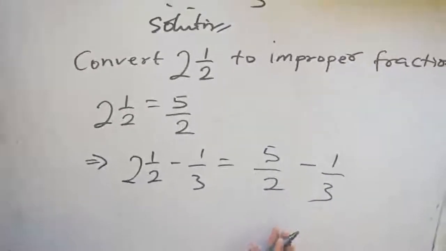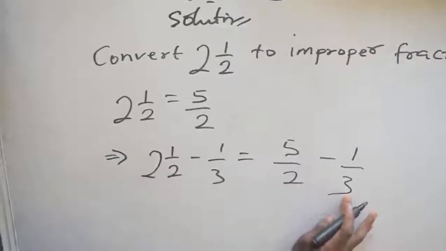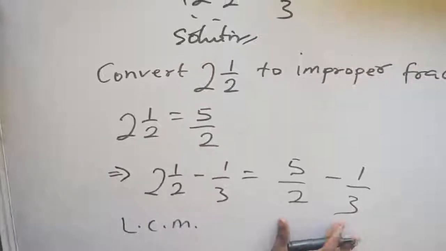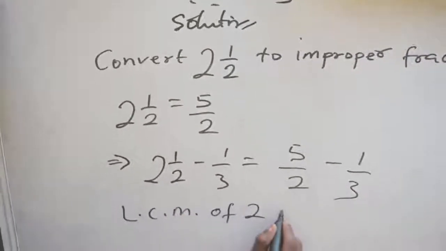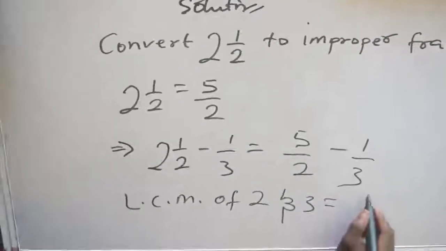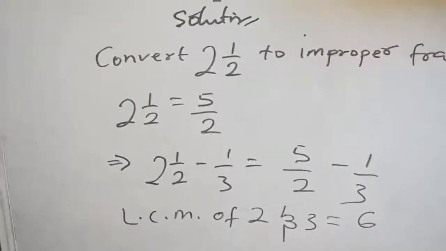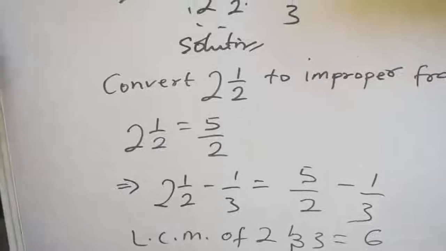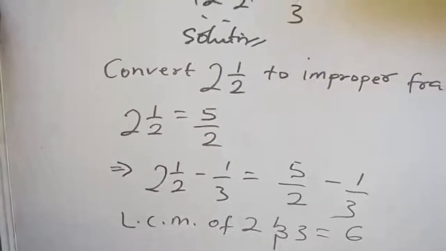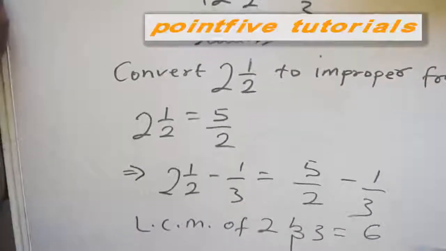Once we have gotten this, the next thing, since we have two fractions here, is to check the denominators of the fractions. We have 2 here, we have 3. You get the LCM of the denominators, the LCM of 2 and 3. If you check the LCM, the answer is 6. The LCM is 6. In case you have no knowledge of LCM, please do yourself good by going to my channel to watch a video that I did with regards to LCM. Go and watch it before coming here.